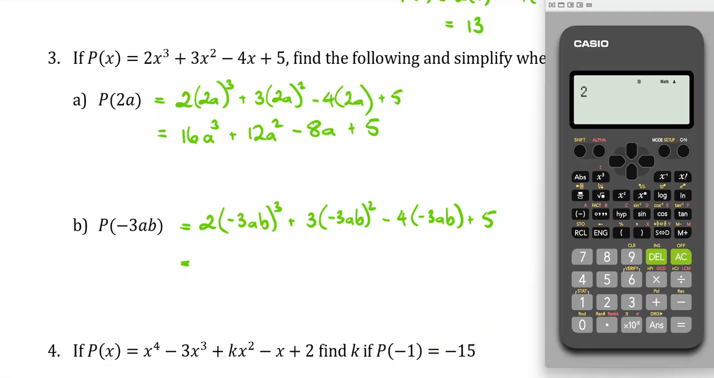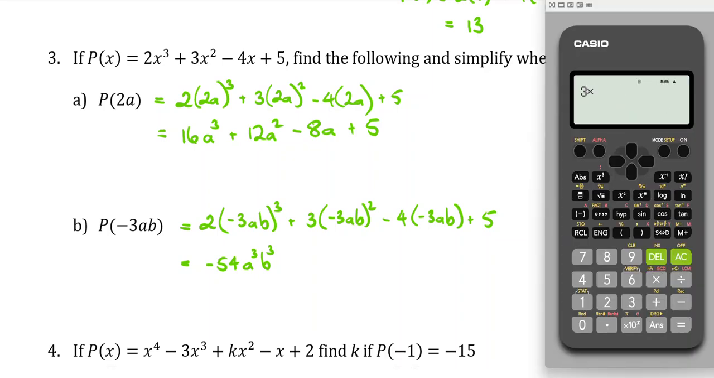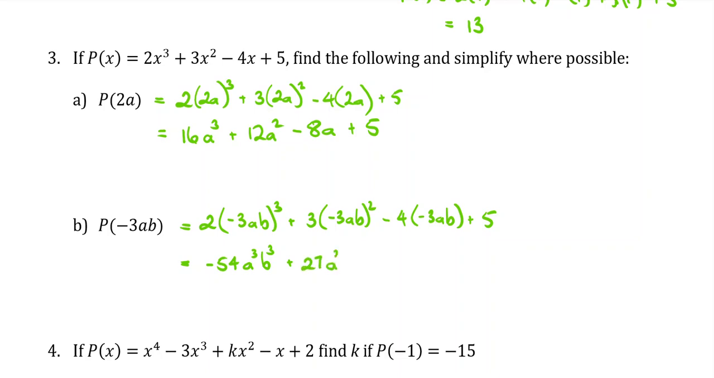So we have a 2 out the front times negative 3 cubed, and I'm putting the negative 3 in brackets so that it takes care of the minus signs for me, and that's negative 54, and I would have a cubed b cubed. Then moving on to the second term, we have 3 times minus 3 squared, which is 27, so plus 27a squared b squared. Minus 4 times minus 3 is plus 12ab, and the plus 5 sitting on the end.